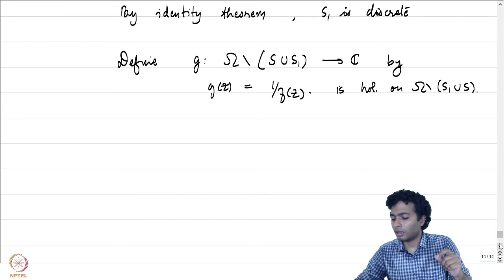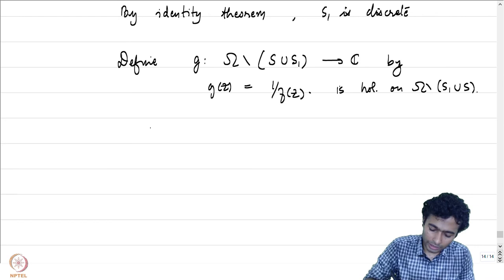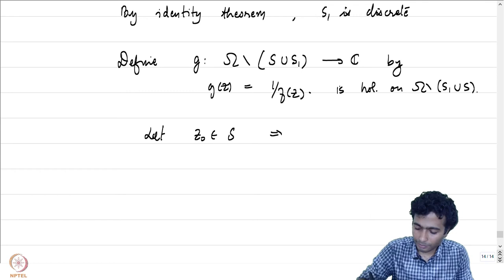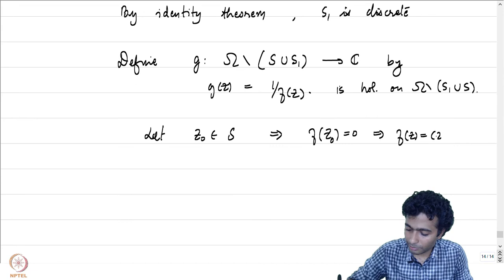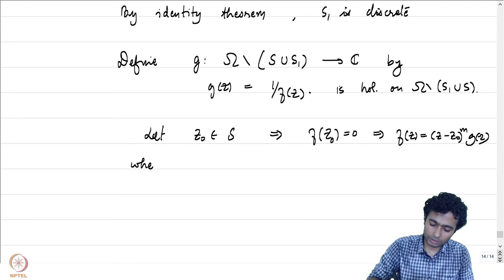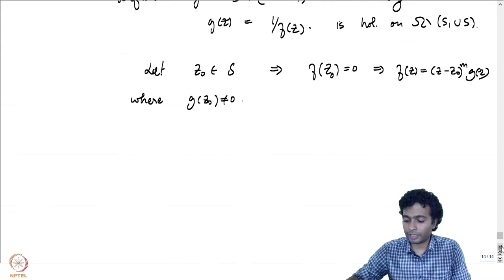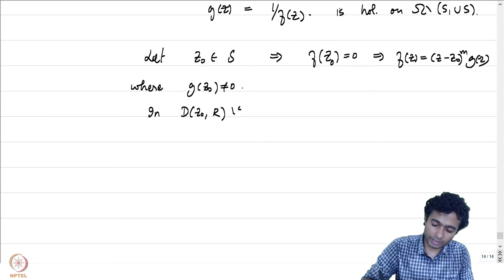So, let us just address them one by one. Let z0 be a point in S1. What does that mean? That means that f of z0 is equal to 0, and because it is a non-zero function, we can write f of z to be equal to z minus z0 to the power m times g of z, where g of z0 is not equal to 0. And therefore, in a punctured disk around z0, what can we say?